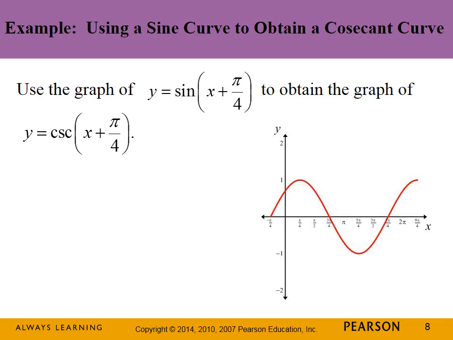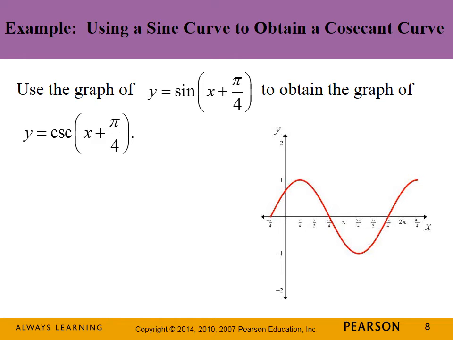The next example will be broken down into a little more detail, so we'll go over those steps a little more. But in this first example, we're starting with the sine graph already drawn, and we're going to use that graph to get y equals the cosecant of x plus pi over 4.